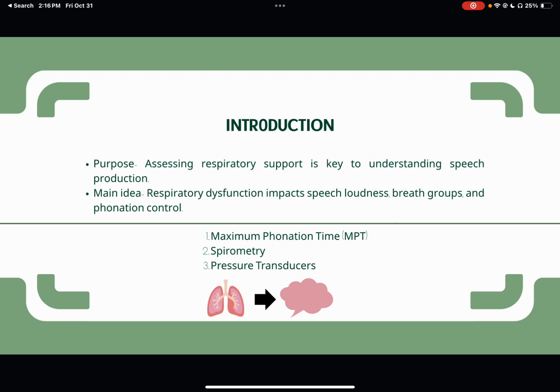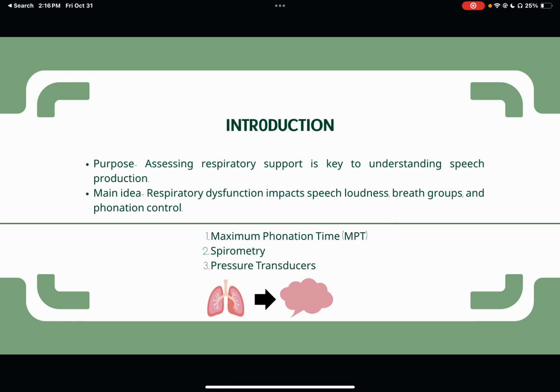When we think about speech, we often focus on articulation or voice, but none of that actually happens without breath support. So, assessing respiratory function is key to understanding how speech is produced, especially for clients who have conditions affecting their breathing. Respiratory dysfunction can change a person's loudness, phrasing, and overall control of phonation.